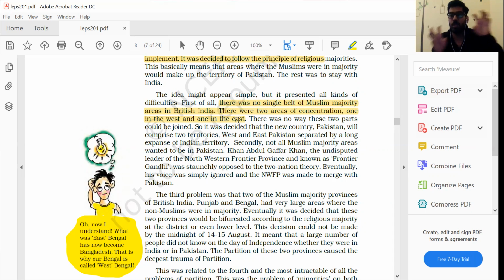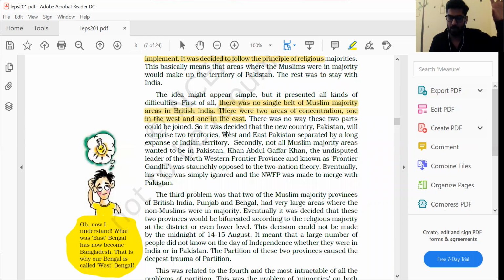Now how do you join these two parts? बीच में तो इंडिया है. अगर यहाँ मुस्लिम मेजोरिटी है, यहाँ मुस्लिम मेजोरिटी है, then in between there is a Hindu majority state which promises to take care of its religious minority. The problem is that how do you bring these two parts together? So a new country, Pakistan, was made which would have two territories.